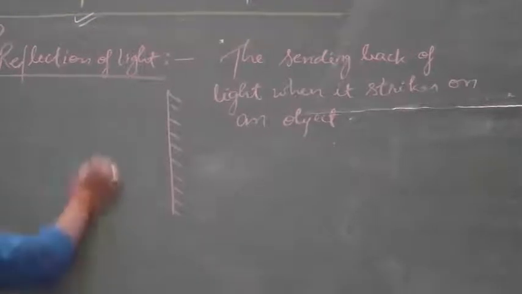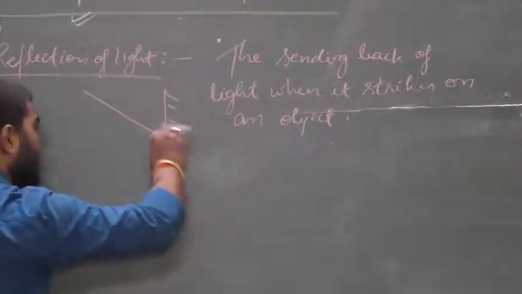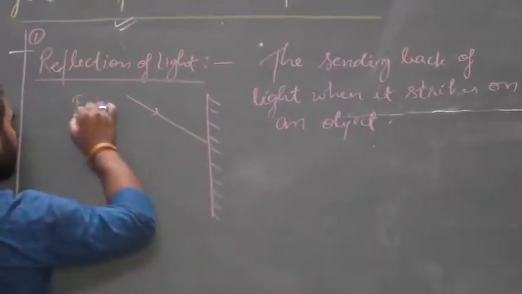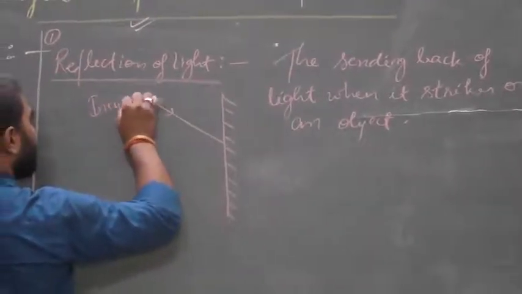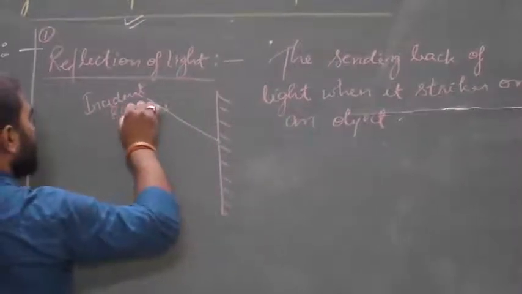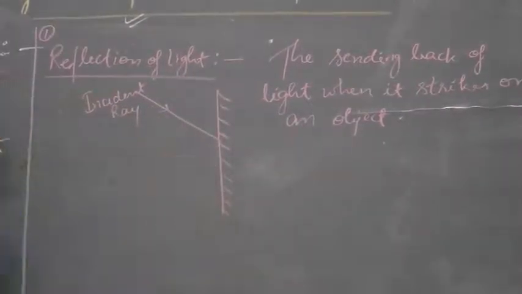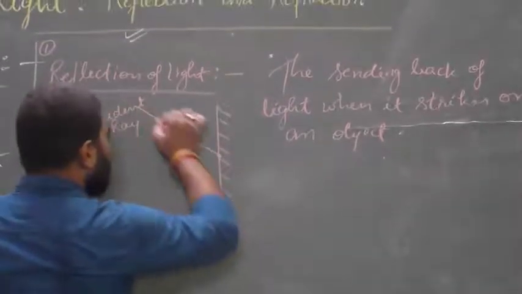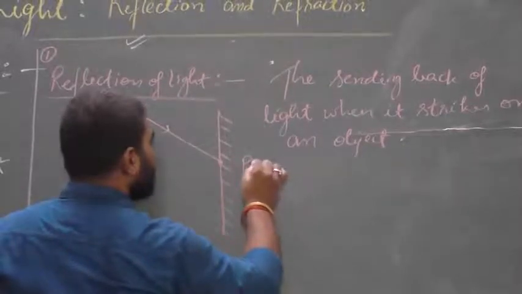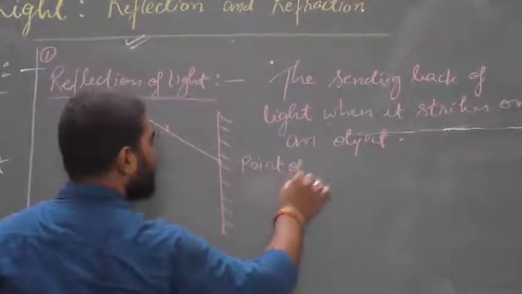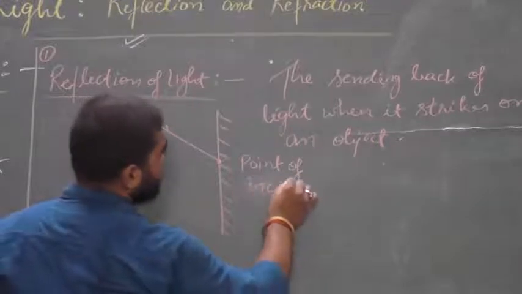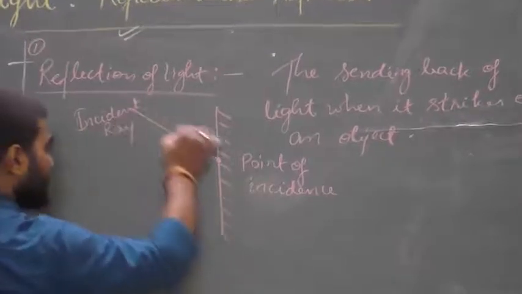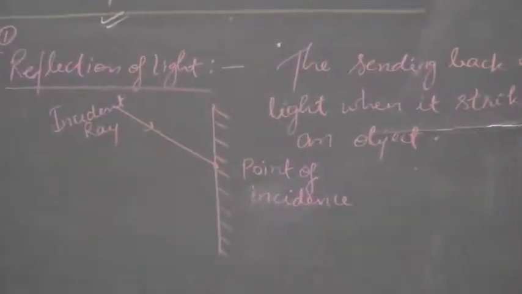Okay, let us suppose a beam of light falls on this mirror, and the ray of light which falls on it is called the incident ray. The ray which falls on an object is called the incident ray. The point at which this ray is falling is called the point of incidence.